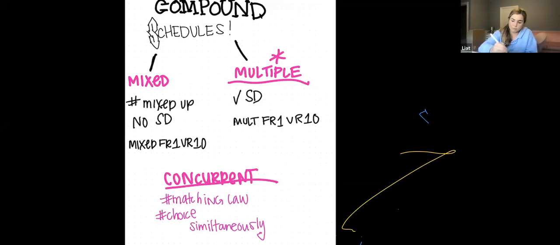Whereas mixed and multiple are successive, meaning not at the same time, like successive meaning one after another. Maybe at one time you're in this schedule, then later you're on the other schedule. But these are important things to know for these three compound schedules.